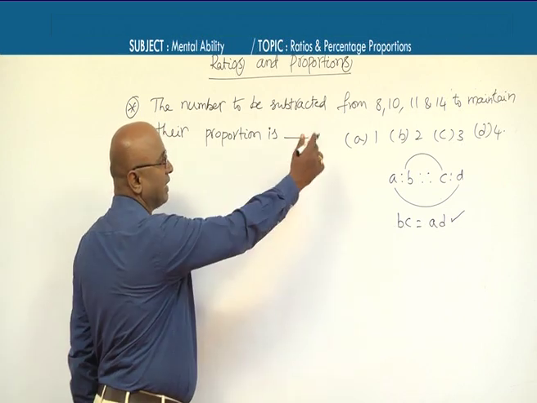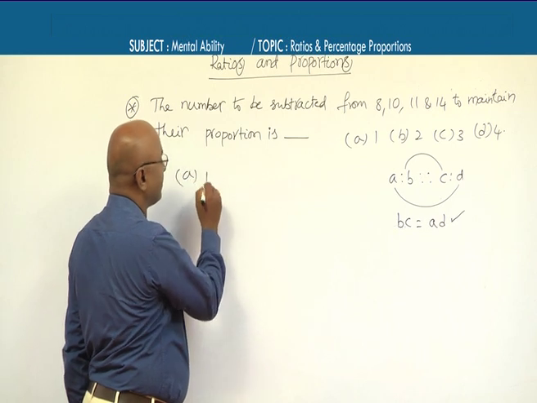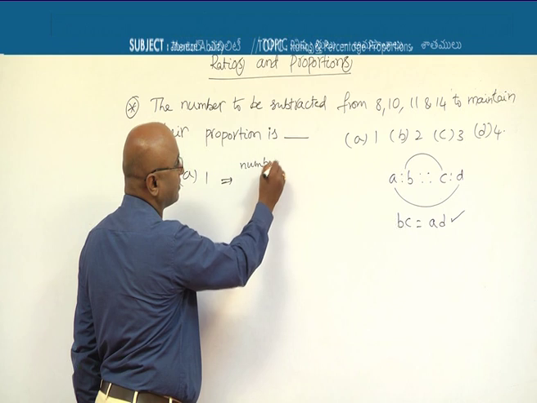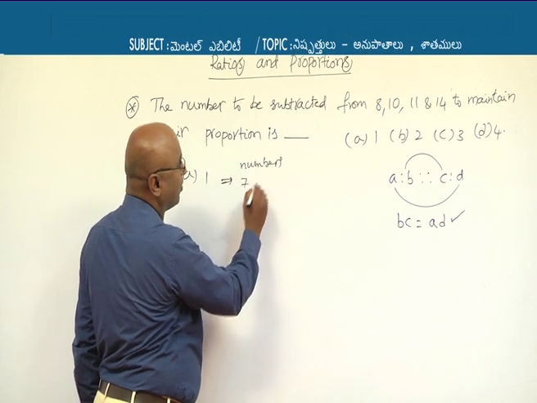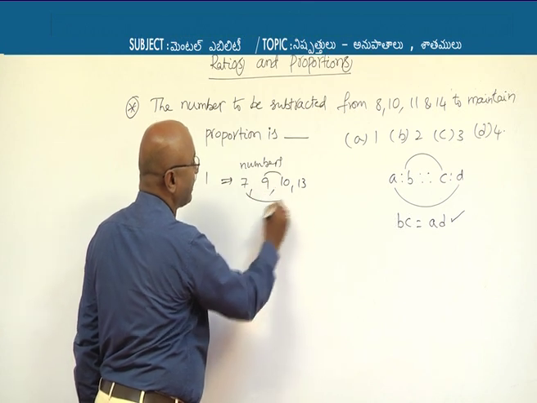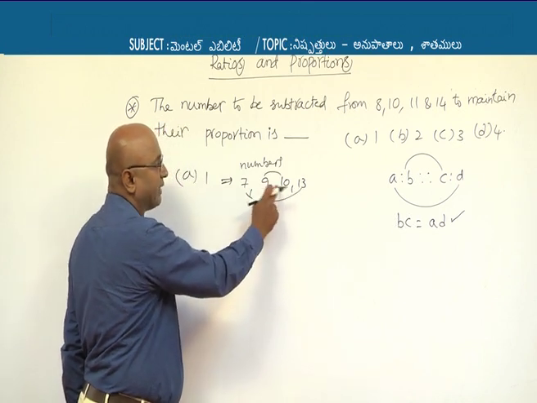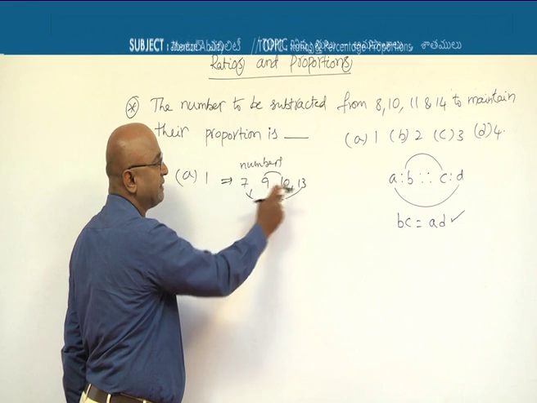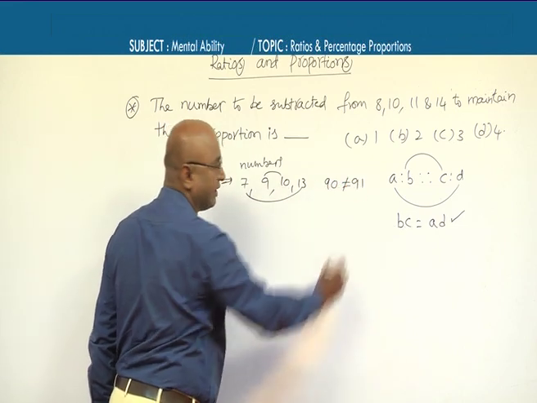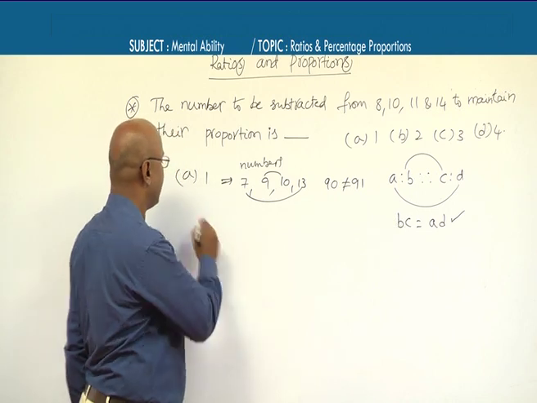Now we will see. Suppose ఒకటి ఆప్షన్ తీసివేస్తే the numbers will be like this: 7, 9, 10, 13. సో చూడండి ఇక్కడ 9 10లు 90, 13 7s are 91. So 90 cannot be equal to 91. It is the wrong option.